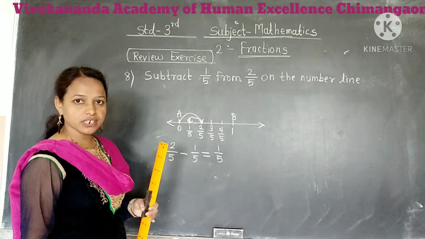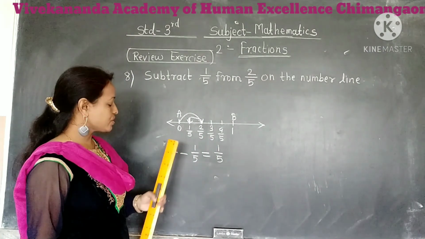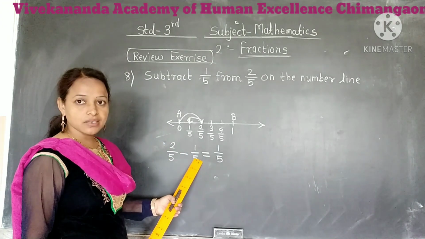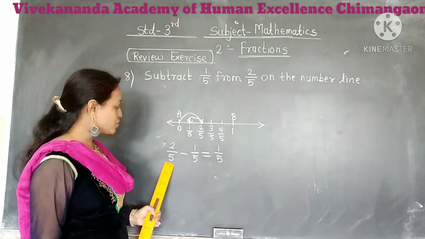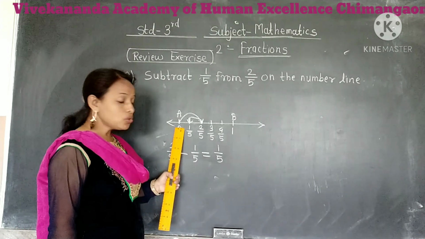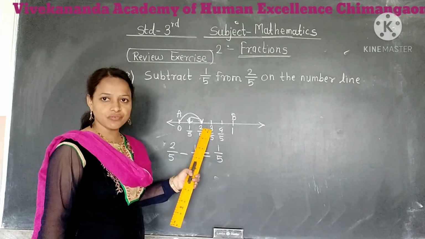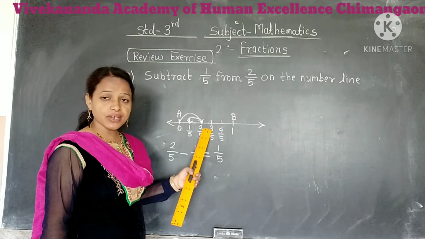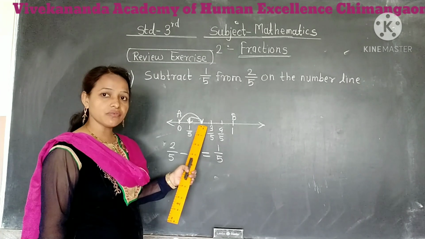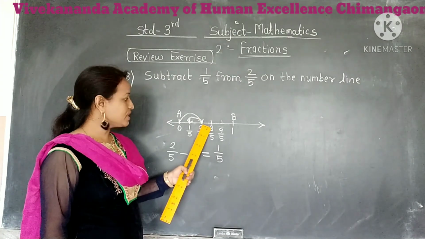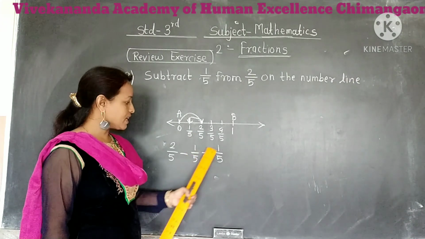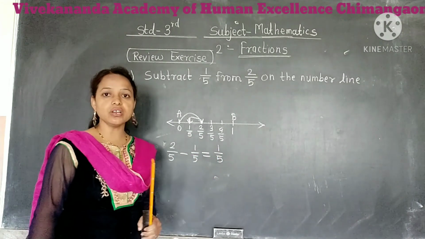Look here again student. In subtraction of fractions, we have to subtract 2 upon 5 minus 1 upon 5. Means first we have to reach fraction 2 upon 5. So from point A, we move towards 2 upon 5. Now from 2 upon 5, we have to subtract 1 upon 5. So again we move backward one step. So we reach fraction 1 upon 5. So we get the answer on the number line, 1 upon 5.